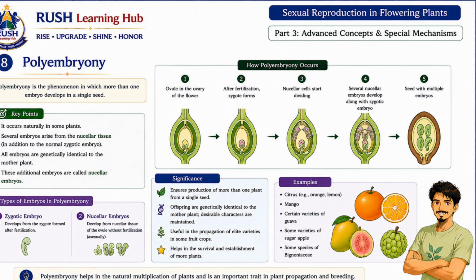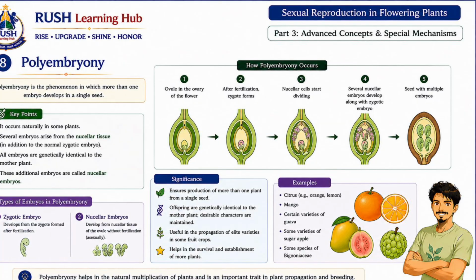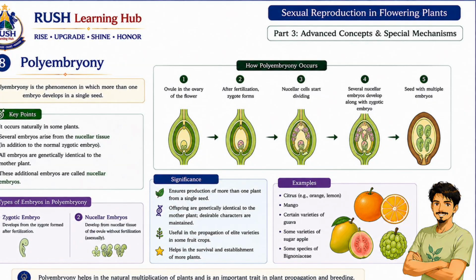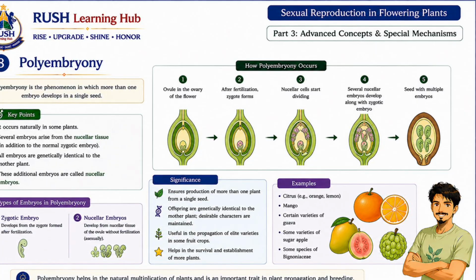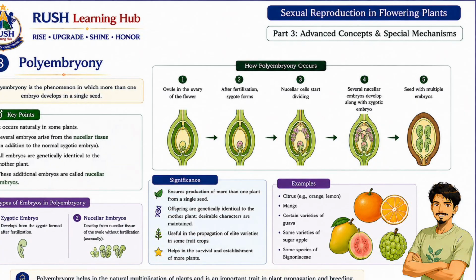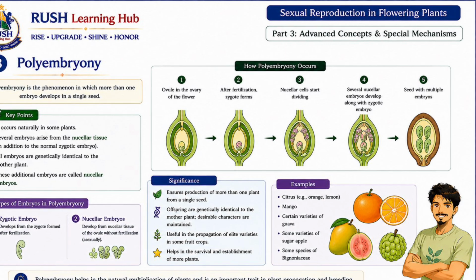Significance of polyembryony. Polyembryony has great practical importance in horticulture and plant breeding. Since nucellar embryos are genetically identical to the parent plant, they help preserve desirable traits. Polyembryony also increases the chances of successful seedling establishment because several embryos may develop from a single seed. This phenomenon is useful in the propagation of elite fruit varieties and helps maintain uniformity among plants.